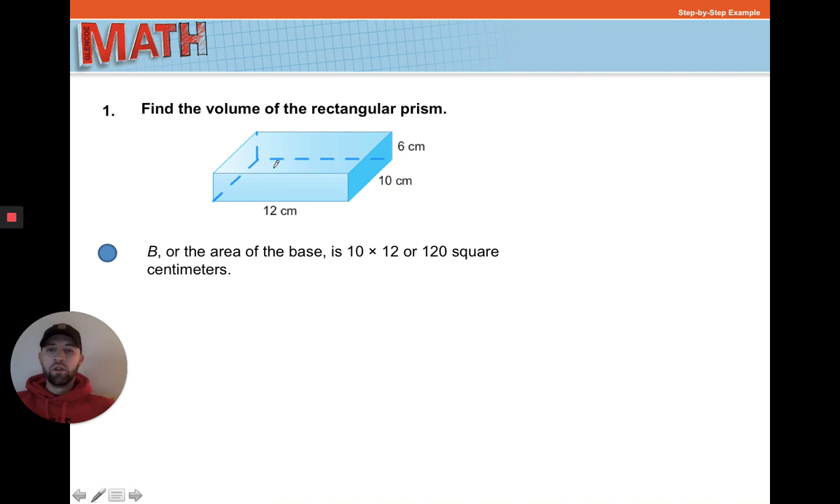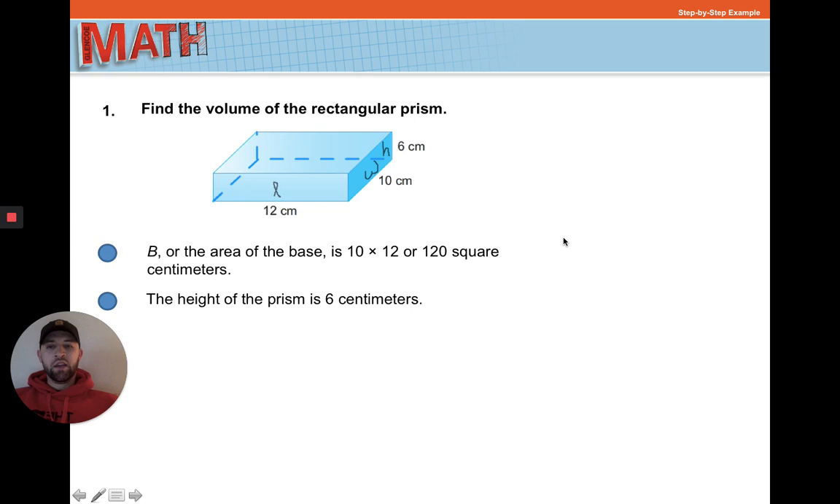Here is the length. We do a cursive L just because they don't want to confuse you with a regular L that looks like a 1, so we use L for length. The 12 is the length because we're talking about how long it is. 10 is going to be your width. How wide is our figure? And lastly, 6 is going to be our height going up and down. How tall is that?